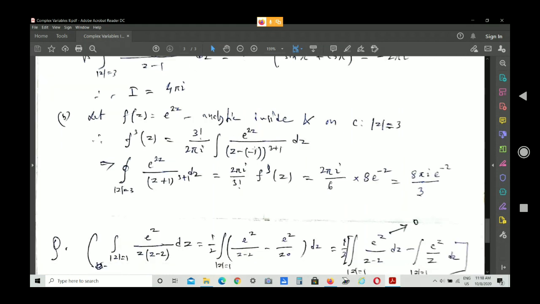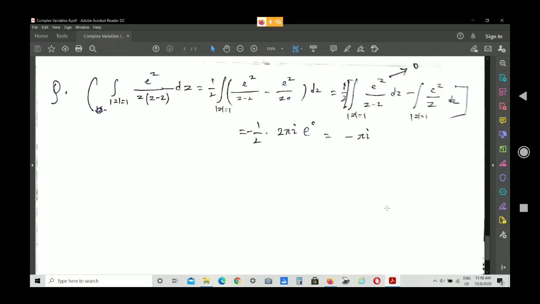Now we just need the value of this integral. So this integral equals, by changing sides, 2 pi i divided by 3 factorial into f'''(z). f'''(z) means the third derivative of f(z). f(z) is e to the power 2z. You differentiate it three times, you get 8 e to the power 2z. Then we get 8 e to the power minus 2, because our point was minus 1. Finally, we have replaced the value of z by minus 1 and we obtained this result. Similarly, there are many other problems.